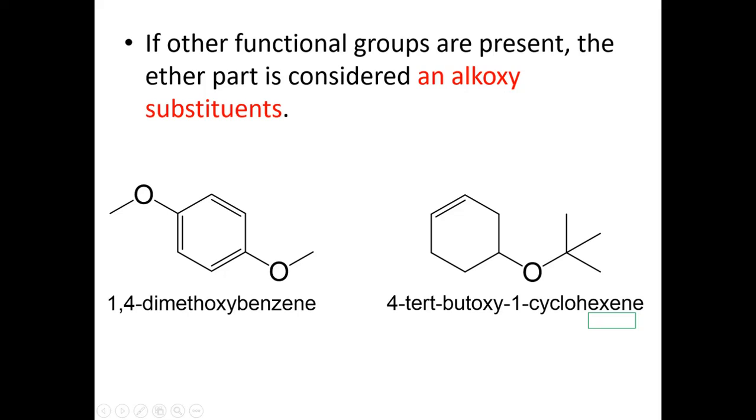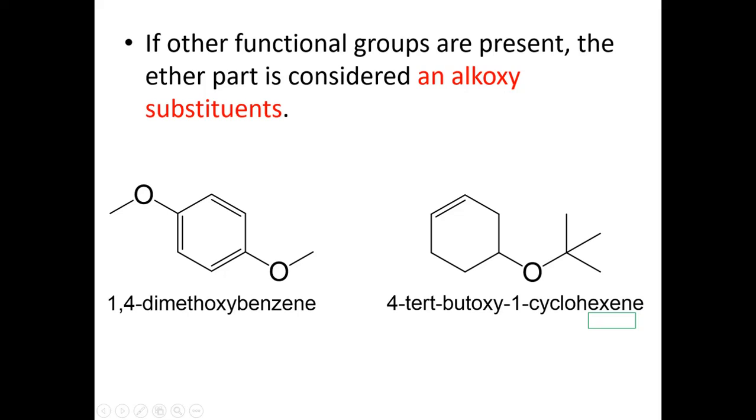So why do you need to put di? Because this ether has 2 groups on the benzene ring. So you need to put di. In between numbering and alphabet, you need to put a dash. In between number and number, you need to put a comma.